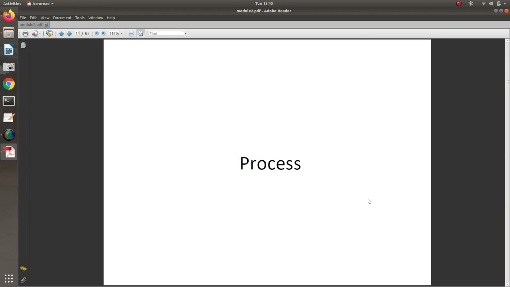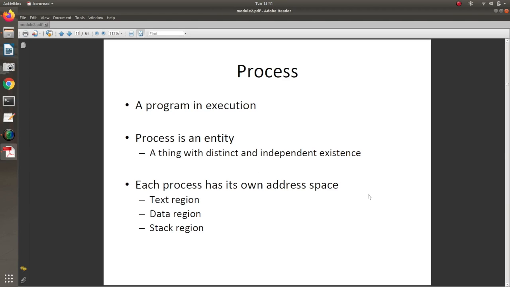Okay, now moving on, what is a process? A process, as we've discussed earlier, is a program in execution. A process is an entity. It is something with distinct and independent existence. As we've discussed earlier, each process has three sections.